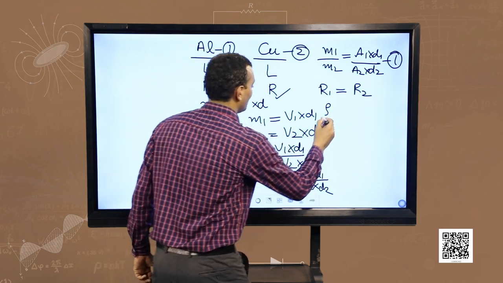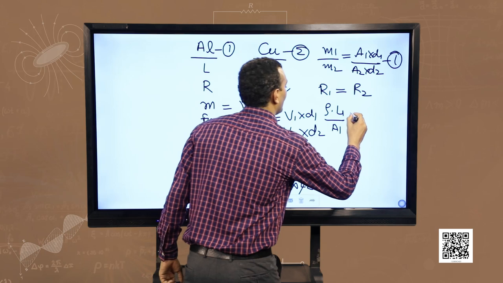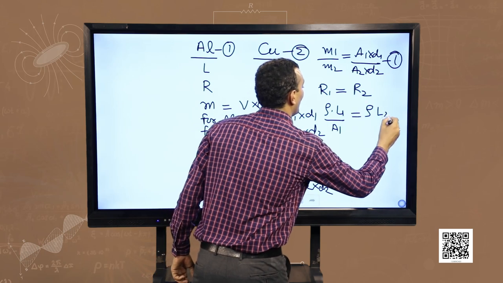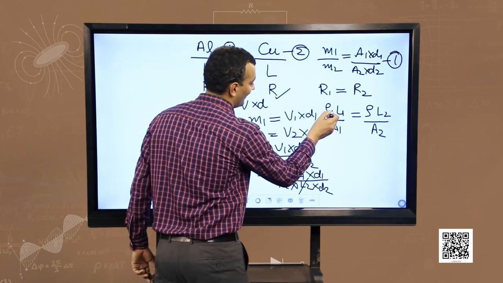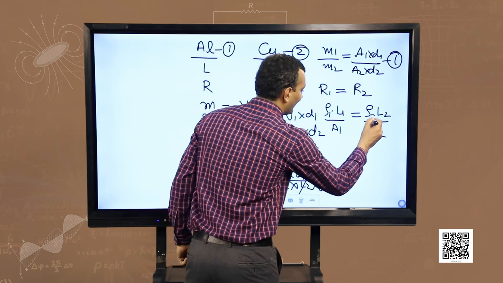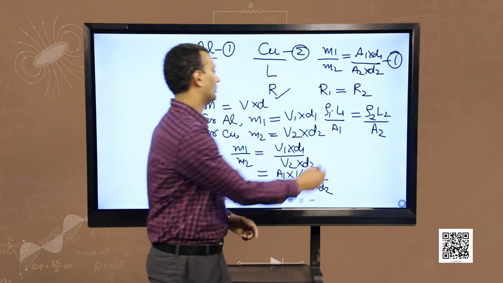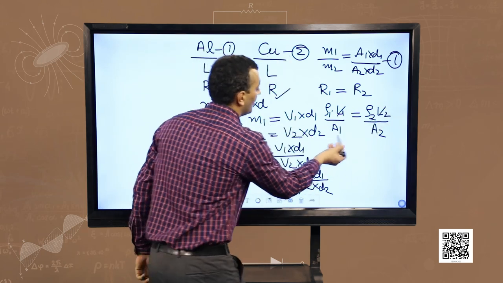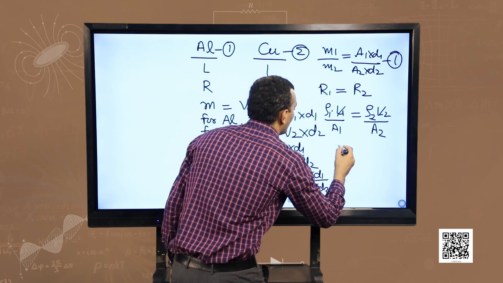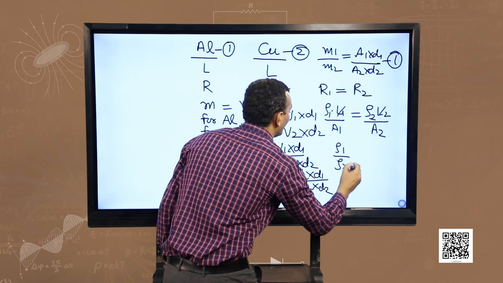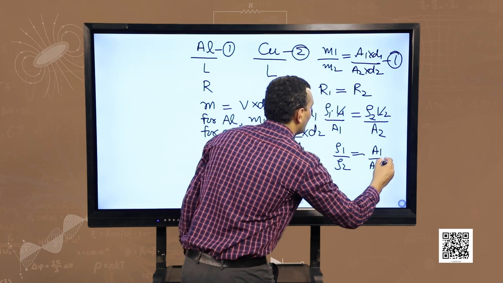This condition says that both the resistances are the same, R1 equals R2. We also know that resistance equals rho L by A. And similarly here, it is rho L by A. For the first material, let the resistivity be rho 1. For the second, it is rho 2. Also, L1 and L2 are again the same, so these two get cancelled out. And from this expression, we get the value of A1 by A2, which was required in equation 1. Solving this, we can easily see that rho 1 by rho 2 equals A1 by A2.